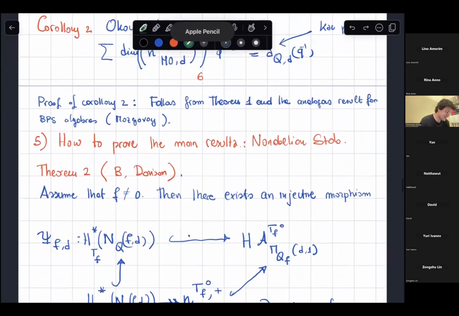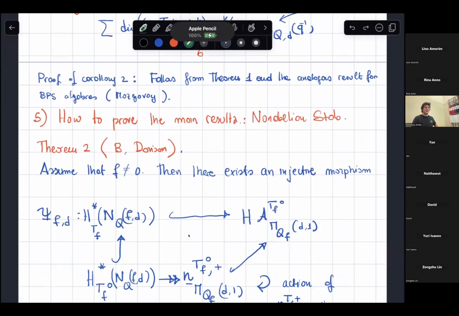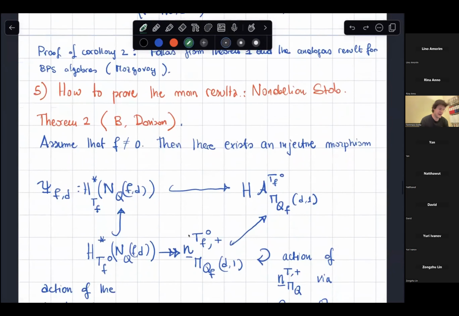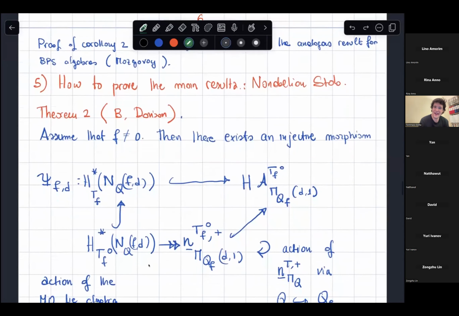So how to prove the main result? The idea is to use something called non-abelian stable envelope. To begin with, let me state another result, again obtained together with Davison. This is the main tool to prove theorem 1, but I guess it's also something interesting by itself.